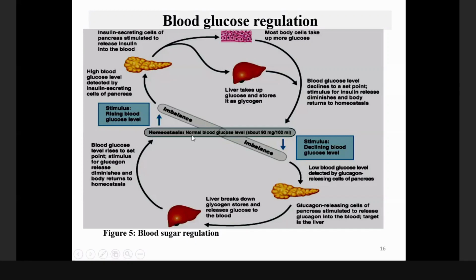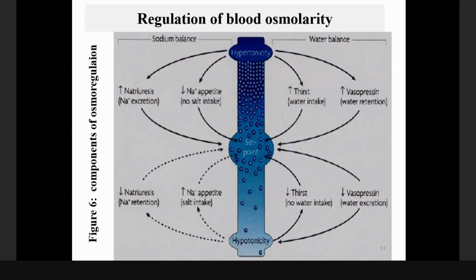So this is not positive feedback. This is negative feedback, the negative feedback homeostasis control system. The other is osmolarity, the amount of solute per kilogram of solution. So how is that regulated? The normal is around 300 milliequivalents per liter of blood.